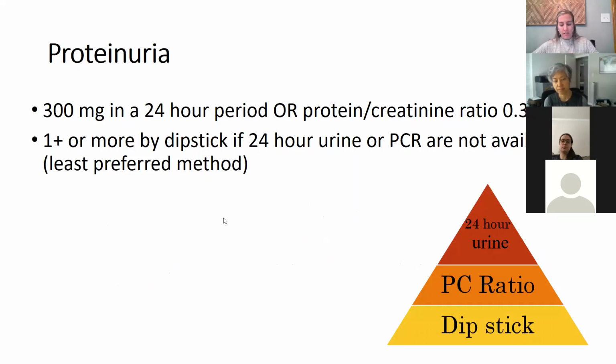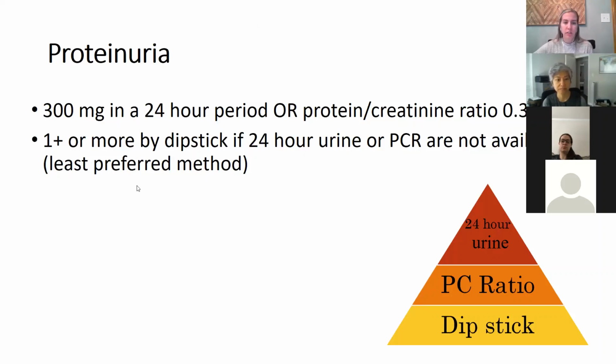So proteinuria, like I said, is important, and we will still do it, but it's not the number 1 determinant of whether our patient has pre-E or not. So typically we can say that their protein creatinine ratio is high if it's greater than 300 milligrams within a 24-hour period. So if they do that whole 24-hour urine, or sometimes they will look at the dipstick, which is +1 or more of protein on the dipstick if they can't get the 24-hour urine or PCR is not available.